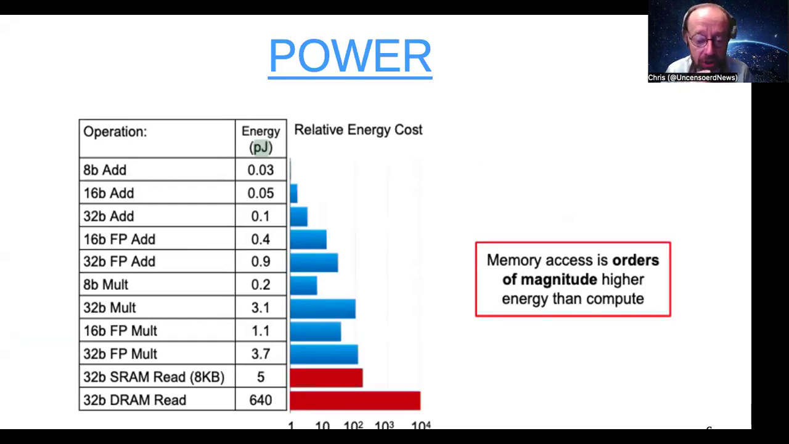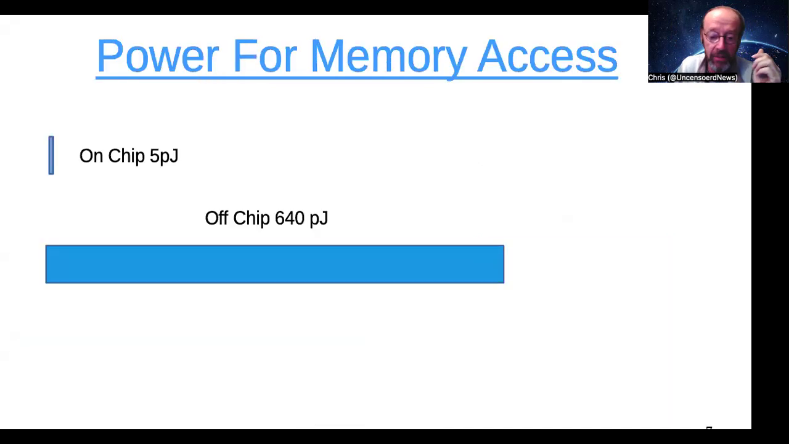So this is a chart of power for different operations in an ASIC. If you look at the bottom two, the most expensive ones are reading of memory on chip, and even more expensive is reading of memory off chip. That's actually a logarithmic scale. If you look at it in a linear scale, on chip memory access takes 5 picojoules, off chip memory access takes some 640 picojoules. And that makes sense because off chip on the board, you've got these much larger wires. The capacitance is just much larger.